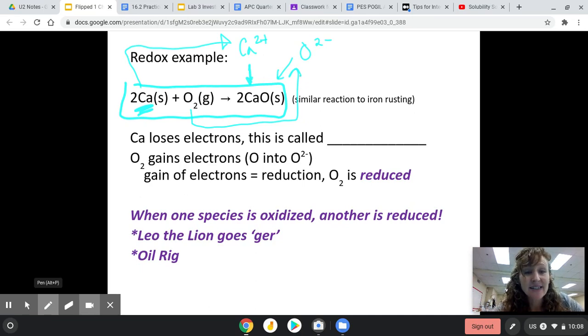And this is what rusting is. So if you have iron and that iron comes in contact with a source of oxygen, it's going to rust because oxygen steals electrons from iron, and iron turns from elemental iron into an ionic form of iron, like iron oxide, which is rust, or iron 2 oxide. And so this is what we see when things rust or when things corrode. This is the exact process that is occurring.